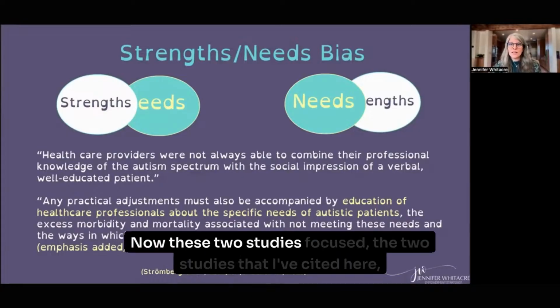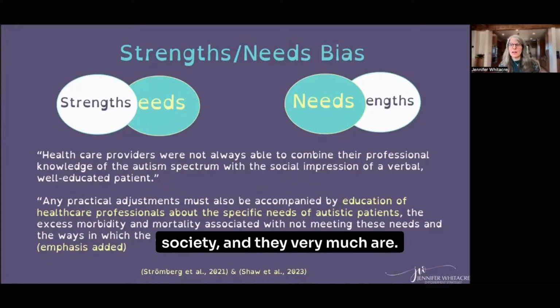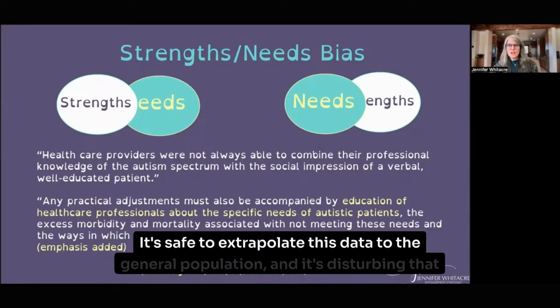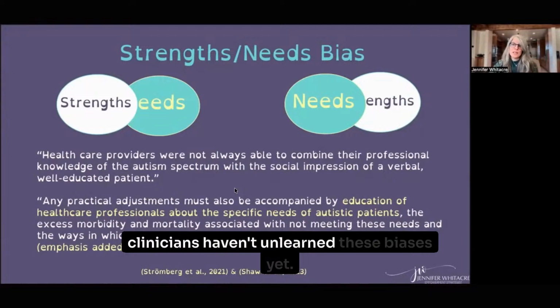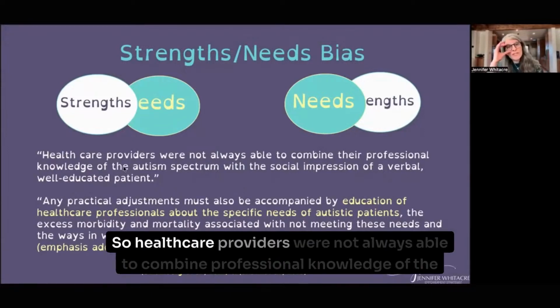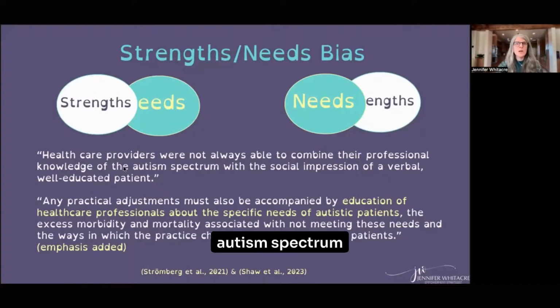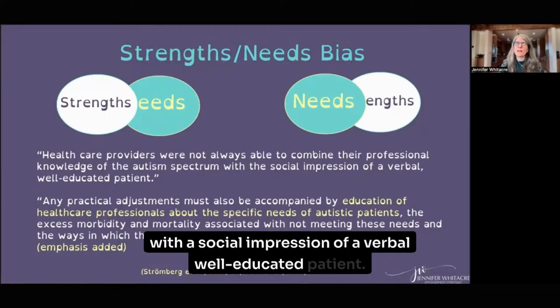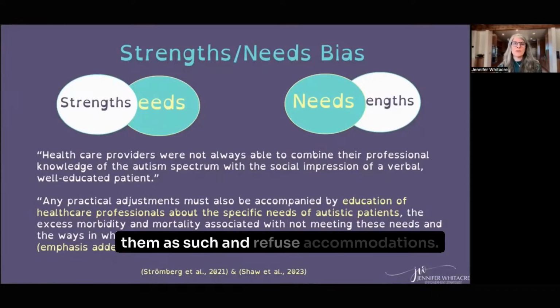Now the two studies that I've cited here focused on clinicians, but they were looking at whether clinicians are still impacted by their society, and they very much are. It's safe to extrapolate this data to the general population, and it's disturbing that clinicians haven't unlearned these biases yet. So healthcare providers were not always able to combine professional knowledge of the autism spectrum with a social impression of a verbal, well-educated patient. They would look at a verbal, well-educated patient as more neurotypical and treat them as such and refuse accommodations.